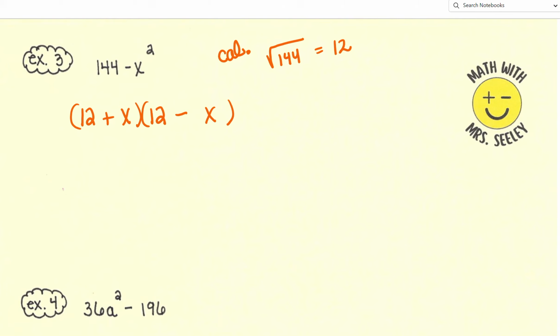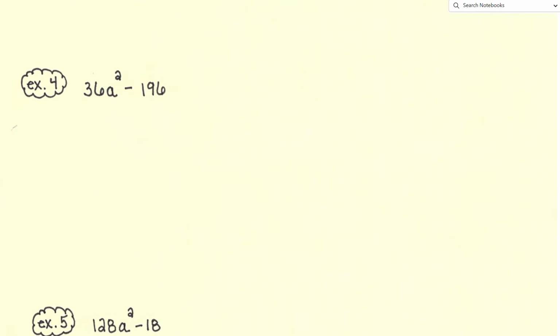All right, let's look at example 4. In example 4, I can see that I have 6 times 6 to get my 36, so 6a and 6a. And this is definitely one that you might not be certain about. So use your calculator, take the square root of 196, and you'll see that that's going to be 14. So 14 and 14, and then I need a plus, and I need a minus.